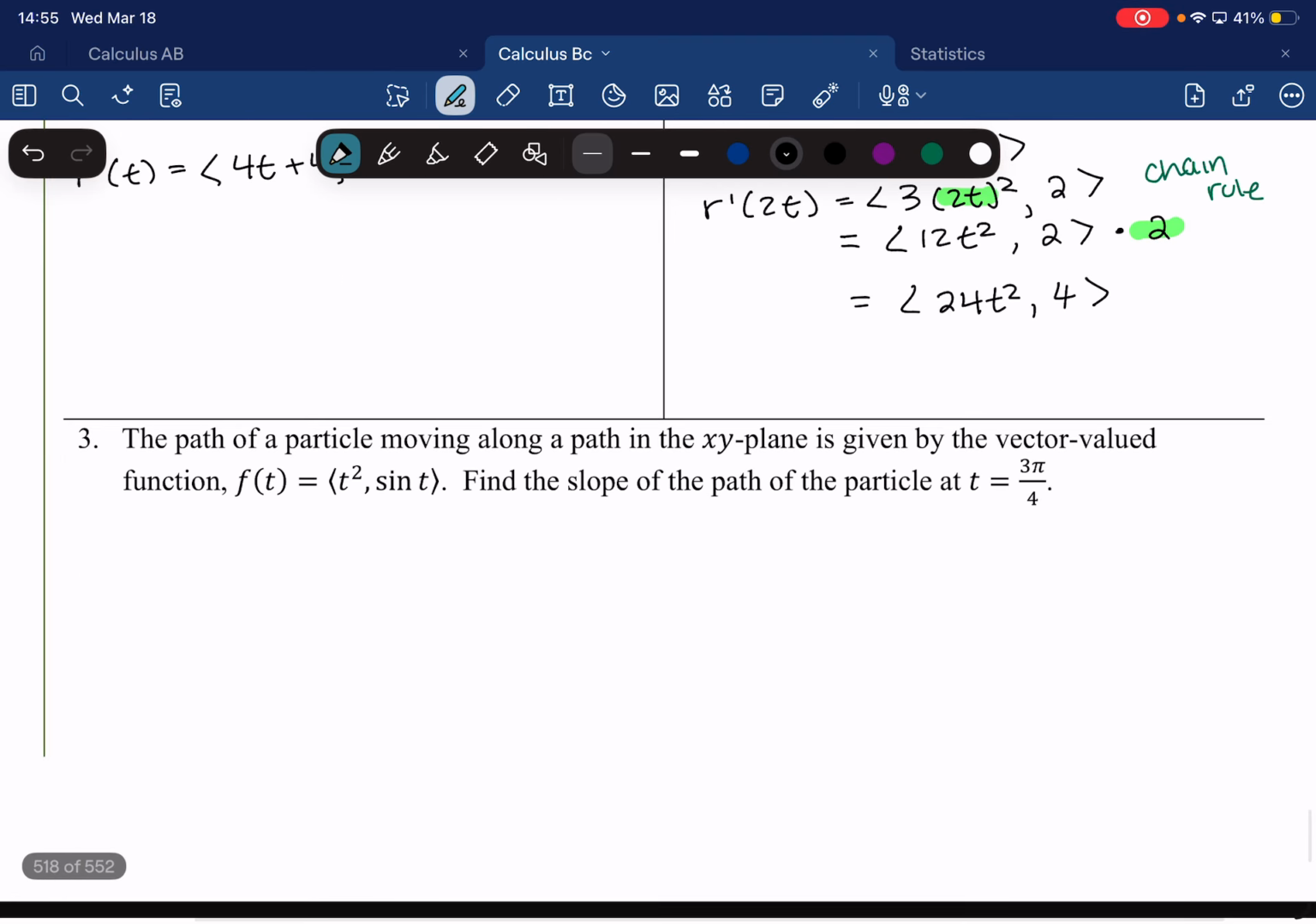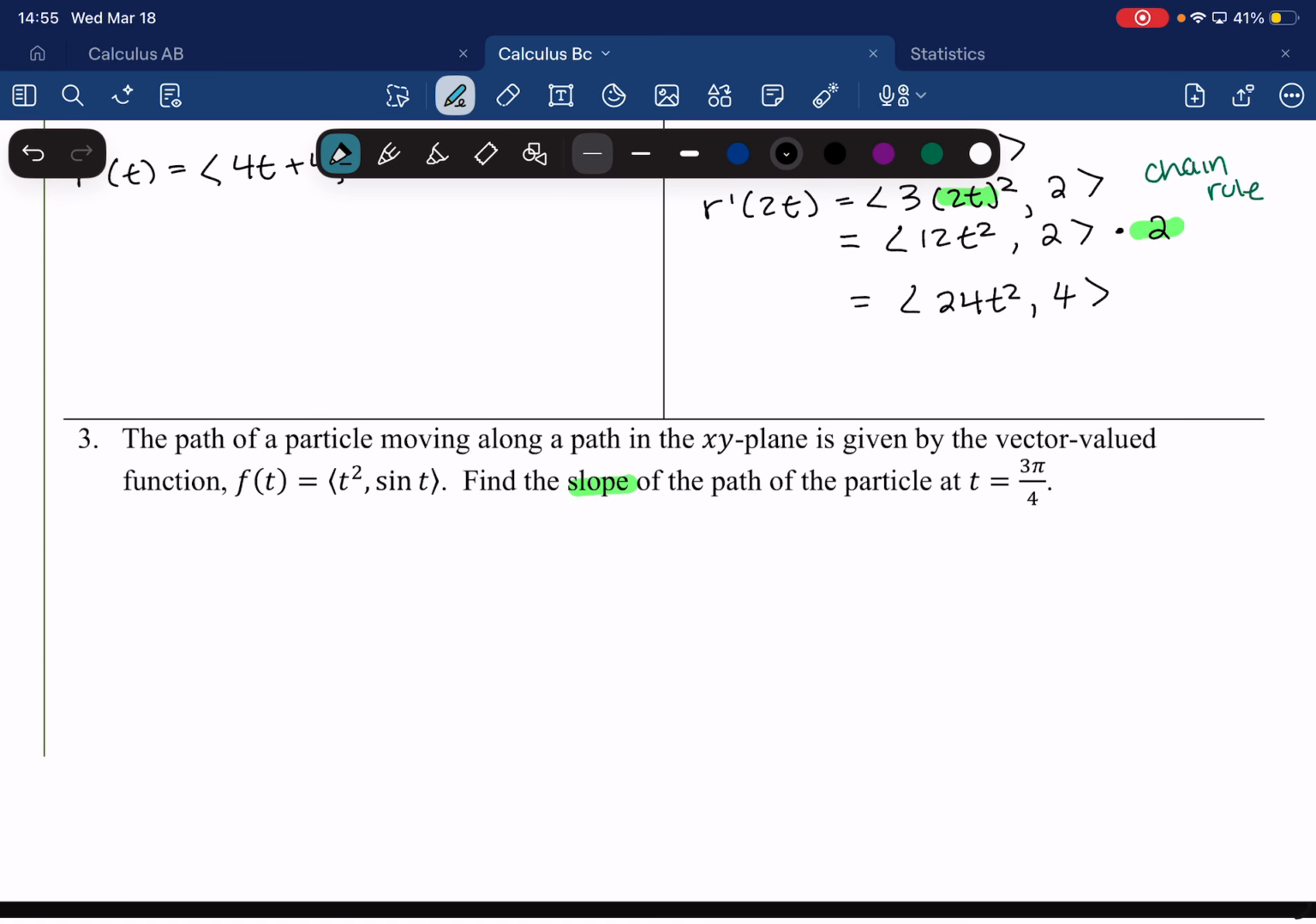Okay, last one, number 3. It says the path of a particle moving along a path in the xy plane is given by the vector-valued function, and then it gives us f of t. Find the slope of the path of the particle at t is equal to 3 pi over 4. So here it's asking for the slope, and we know that slope is the same as asking for the derivative.